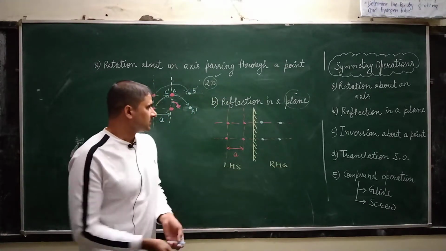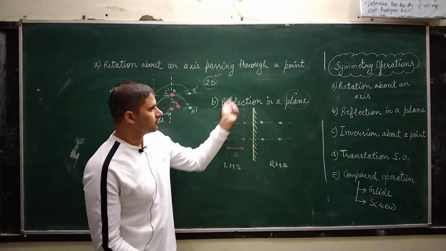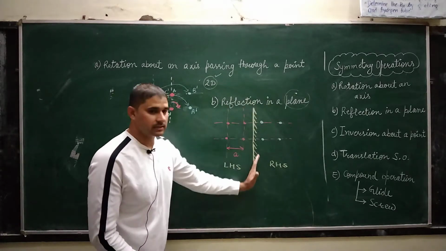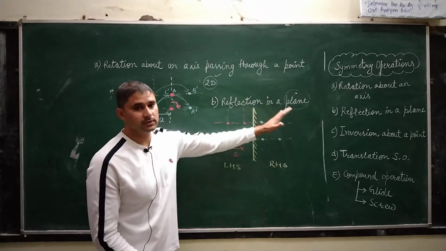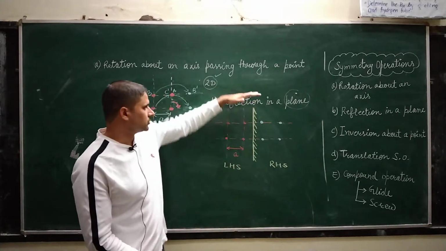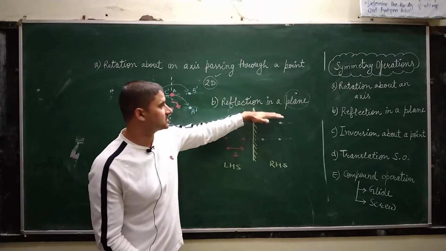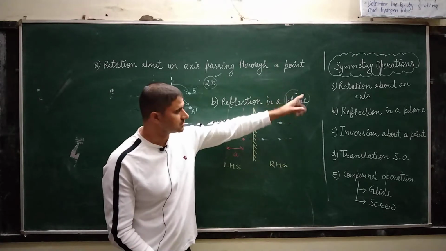So in this way, this plane is the plane of reflection which repeats the crystal itself. Okay class, so in this way you can understand the reflection in a plane of crystal structure.